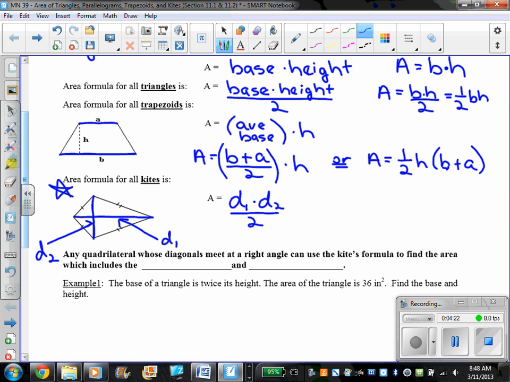And, you know, really, if you look at this kite, when you break it up with your diagonals, you have 4 triangles. 2 of them are congruent, and the other 2 are congruent.